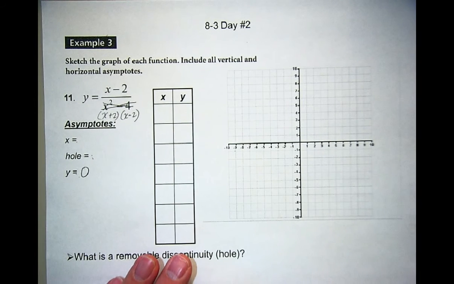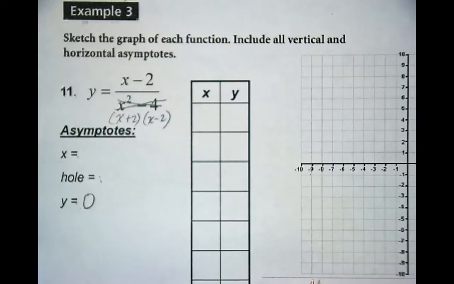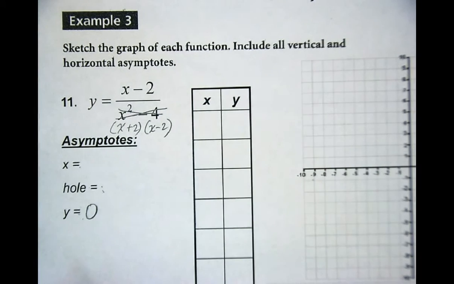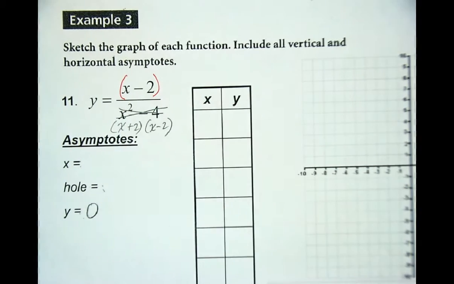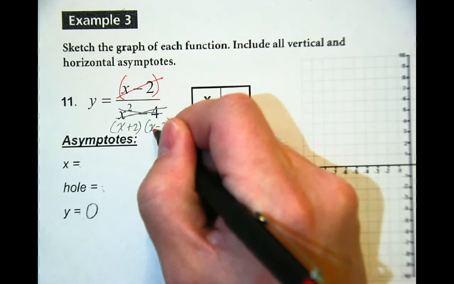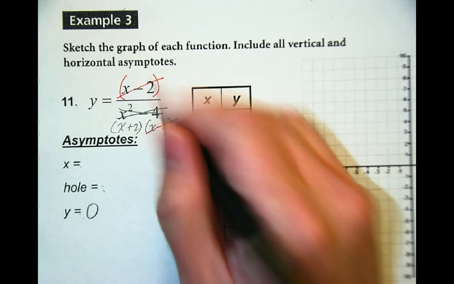Because remember when we were doing the factoring earlier on, I said, look, you're going to get this equation, and you're going to factor, and then what can I do with this fraction? Here's a hint. I can simplify. What can I cancel out of top and bottom? X minus 2. Now, when I cancel that out, I am removing that from the equation.